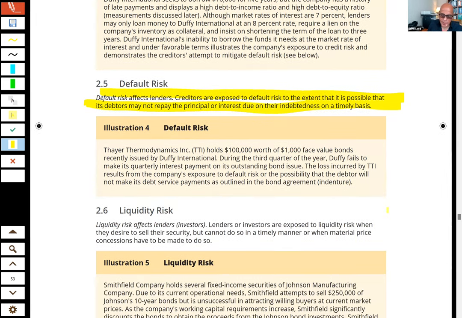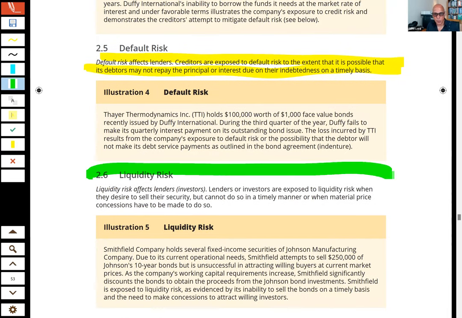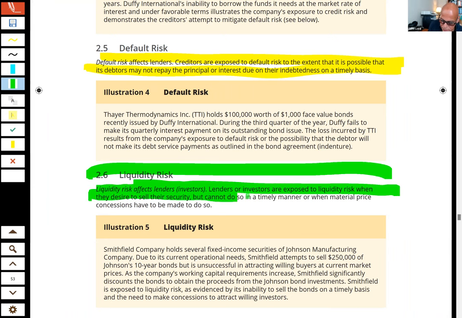Liquidity risk is the risk that we will not be able to quickly liquidate a particular investment, okay? And so we won't be able to wait for an orderly market if we're trying to get rid of a particular investment. Lenders or investors are exposed to liquidity risk when they desire to sell a security but cannot do so in a timely manner. So why don't you go ahead and flashcard that, and let's just take a look at this example because it helps us to understand that a little bit.